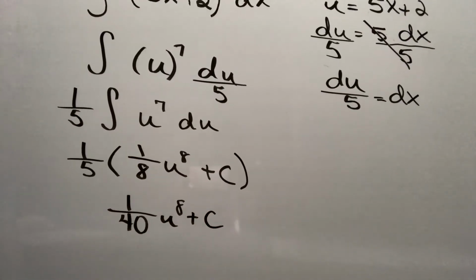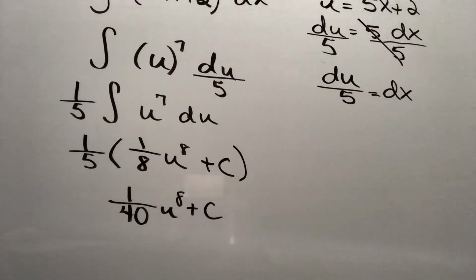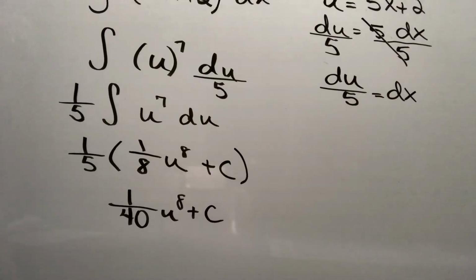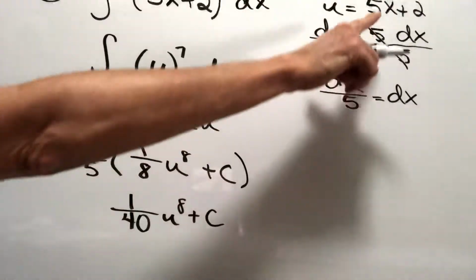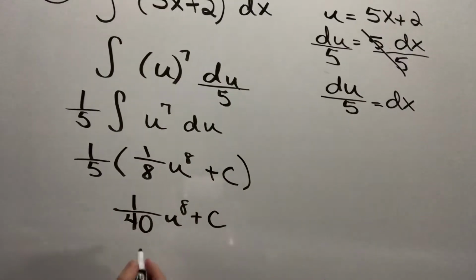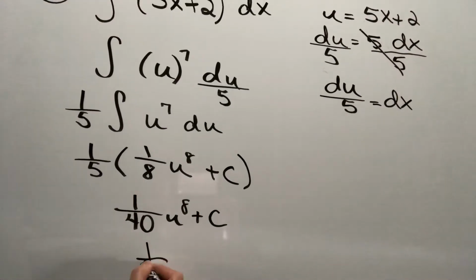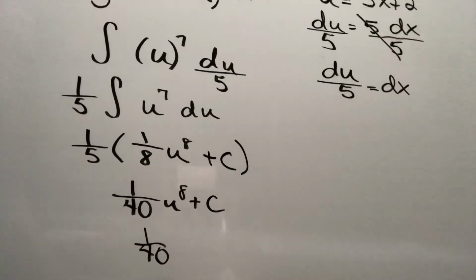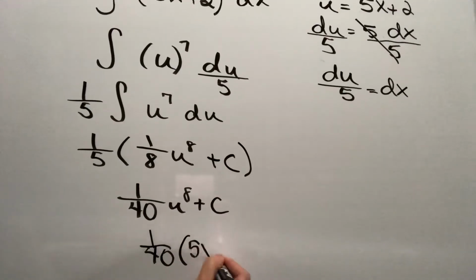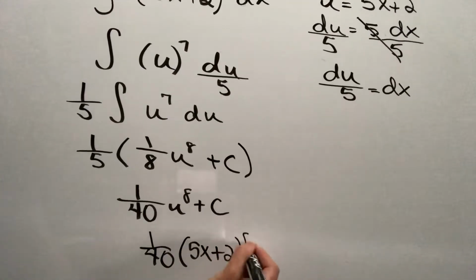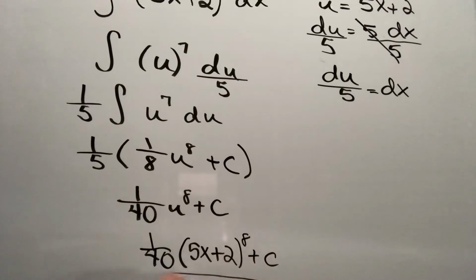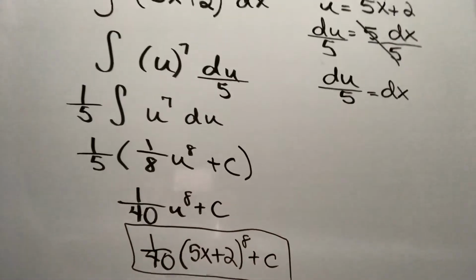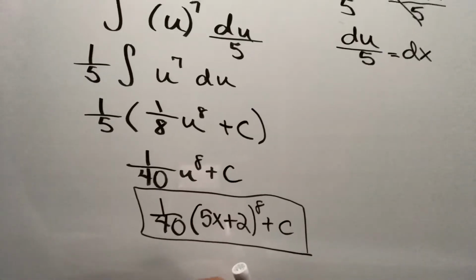And at your final step, all you want to do is go back and see what u is and plug that in. So in that case, remember u was 5x plus 2. So it would be 1 over 40, the 5x plus 2 raised to the 8th plus c. Okay, so that would be your answer for number 2.